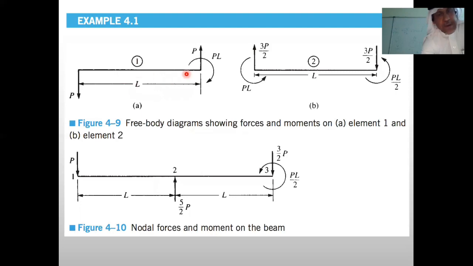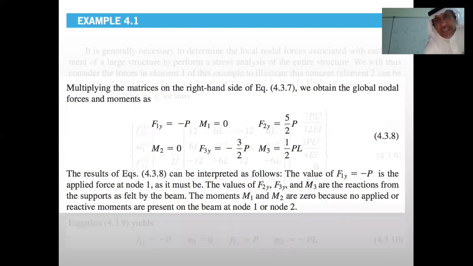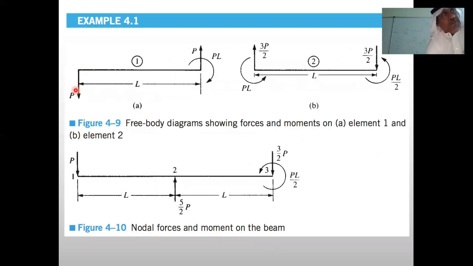This is for element number 1. Let's check. How much is the shear? If you multiply this row by this column, you get what? The shear, minus P. And how much is the moment? 0. How much is the shear at the other end? P, and minus. You see, it's here. The shear is minus P. It is down because P is negative. P is positive upward. And since the moment is negative, it is clockwise.